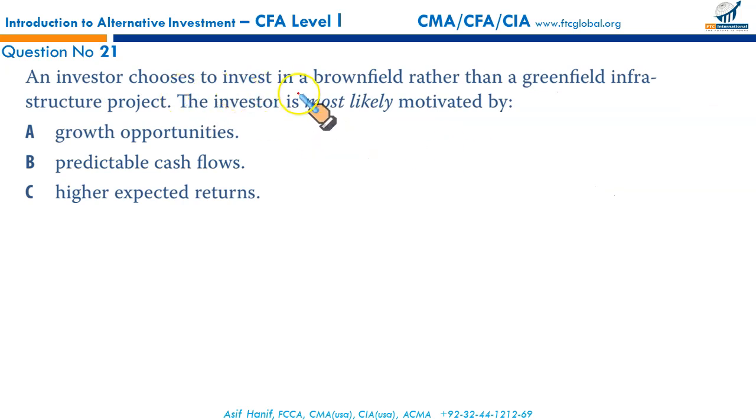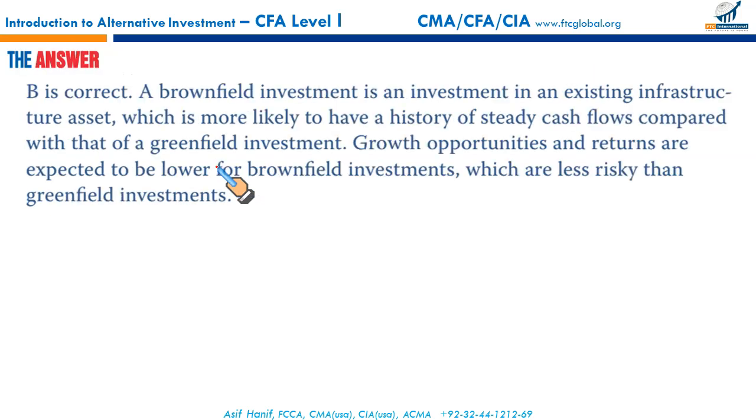An investor chooses to invest in a brownfield rather than a greenfield infrastructure project. The investor is most likely motivated by, you would have gone through your reading, so you would know that brownfield investment is an investment in an existing infrastructure asset. So such an investment is likely to have steady cash flows compared to greenfield, which is a new project investment. So in this case, the investor is most likely motivated by predictable cash flows, because in brownfield infrastructure project investments, the cash flows are consistent and risk is less. They're less risky and they provide more predictable cash flows. So pretty straightforward question. B is the right answer.